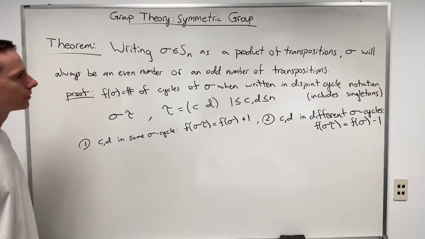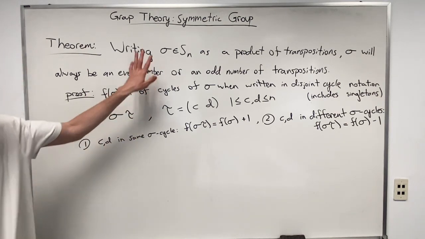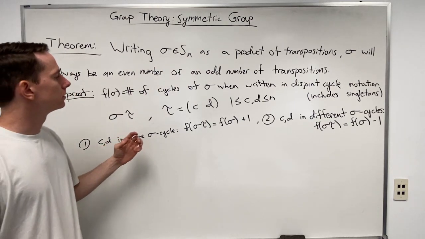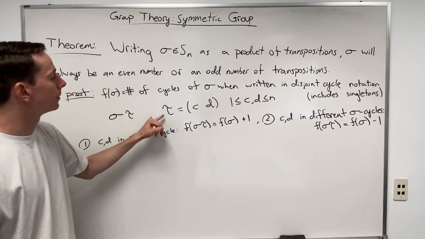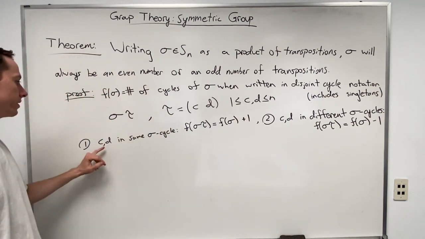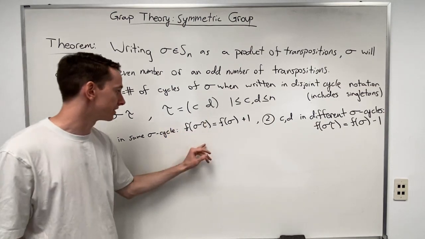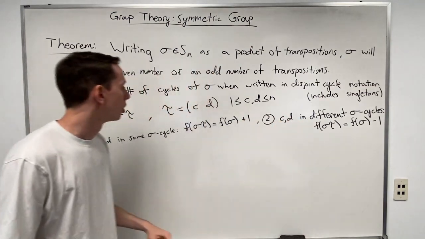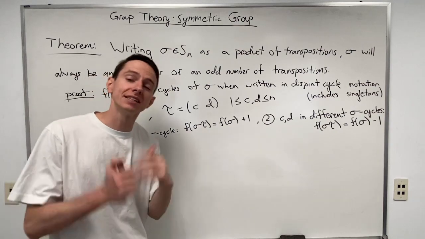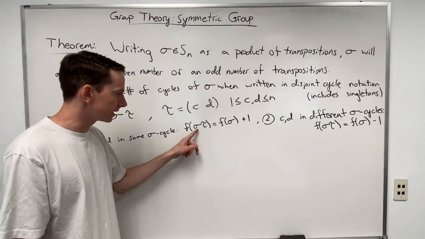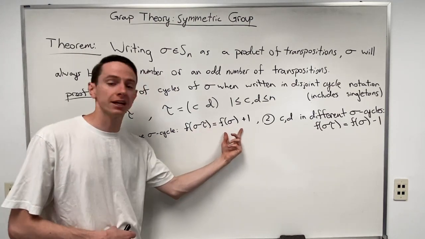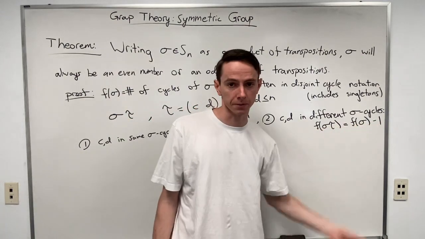So really what we've done so far is we've said that if we have some permutation in Sn and then we multiply it by some 2-cycle, some transposition, regardless of whether or not C and D are in the same sigma cycle, or if they're in different sigma cycles, we see that the act of multiplying sigma by a transposition, and this is the main general idea, will give us however many cycles we already had, either plus 1 or minus 1.